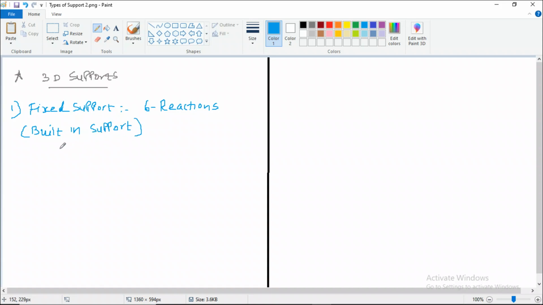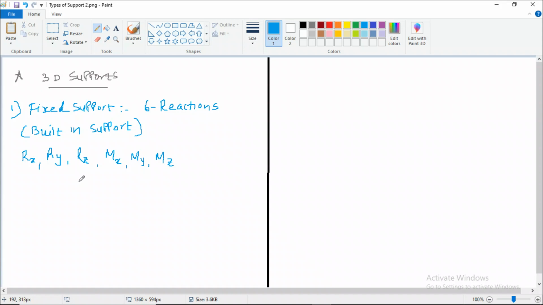So what are those 6 reactions possible? First is Rx, second one is Ry, third one is Rz, and 3 rotational moments, so Mx, My and Mz. So deformation in all the 6 directions are possible in the built-in support or fixed support.